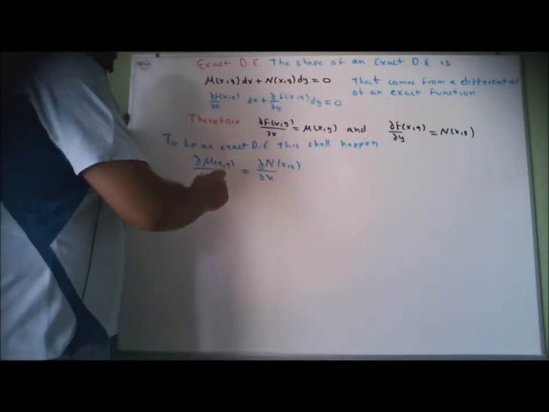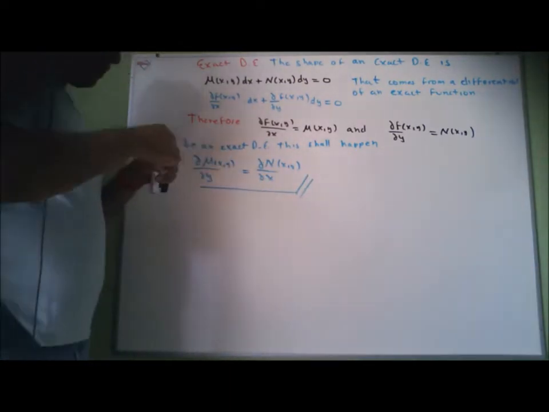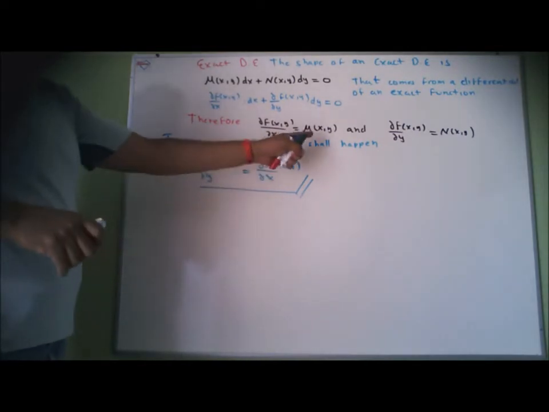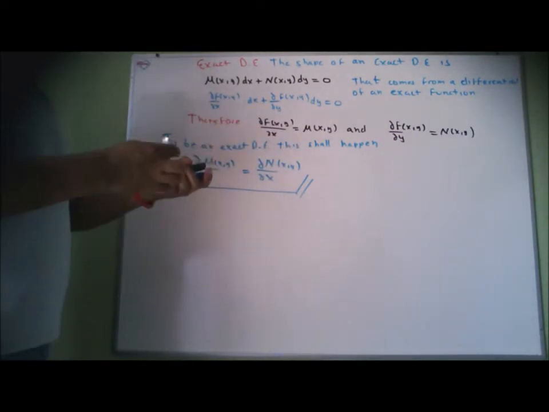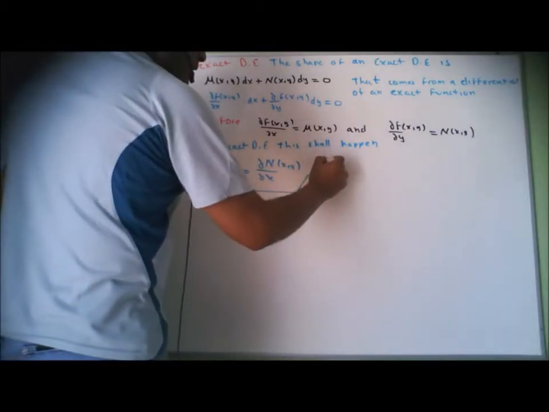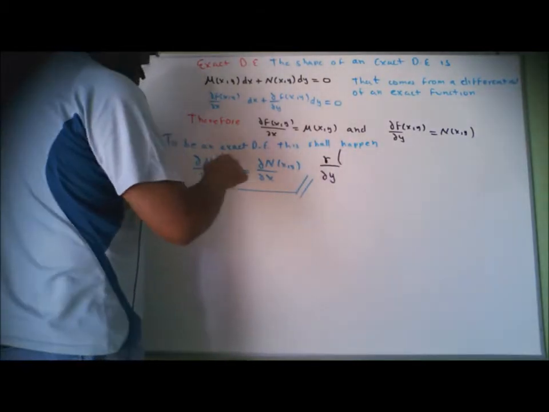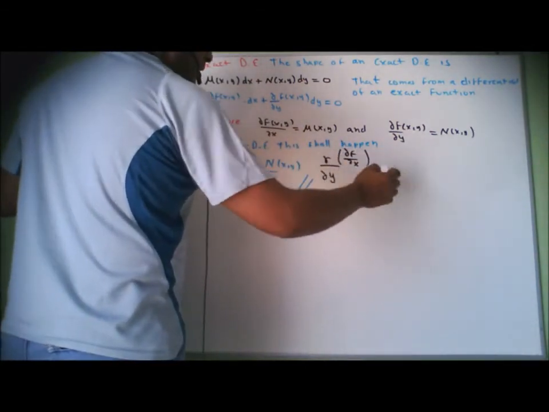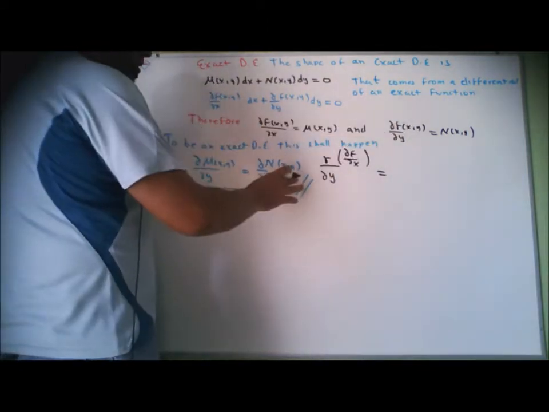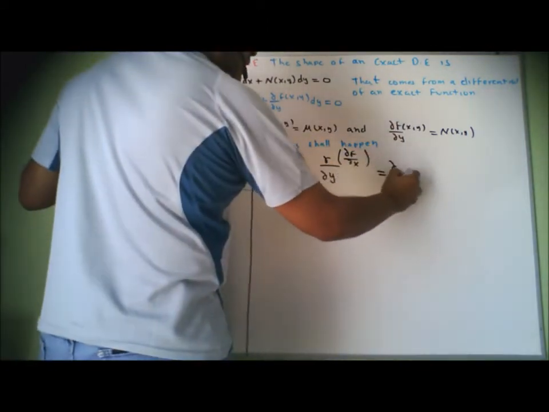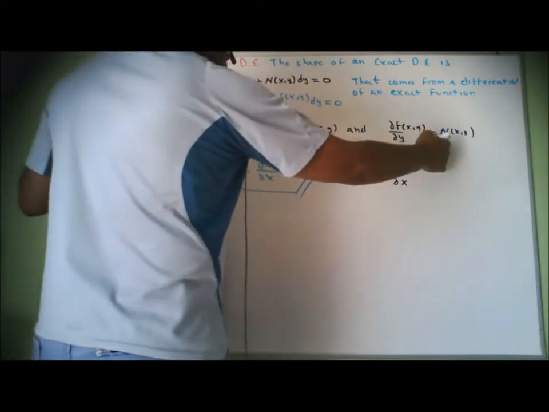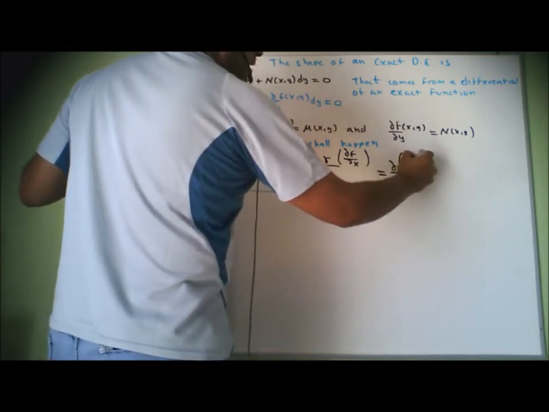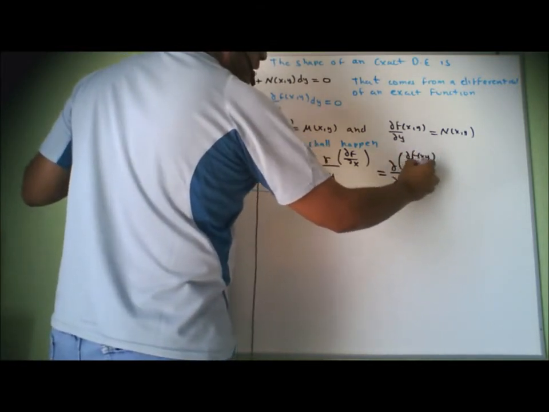Now, why do we have to check this? Because if you replace the values of M and N that come from the partials of the function, then this should happen: the partial with respect to y of M, and M happens to be the partial of the function with respect to x, equal to, on the other side, the partial with respect to x of N, and N is supposed to come from the partial of the function with respect to y.